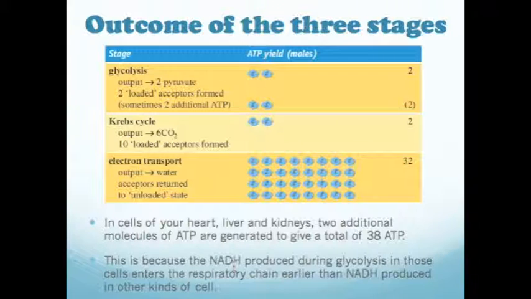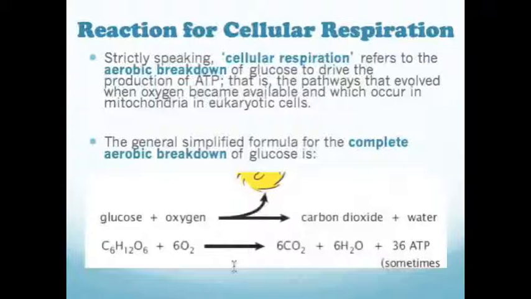So the outcome of the 3 stages: Glycolysis yields 4 ATP, but a net production of 2. Krebs cycle yields 2 ATP, and electron transport yields 32 to 34 ATP. Overall, we generate 36 to 38 ATP. So the reaction for cellular respiration refers to the breaking down of glucose, and here's the overall reaction: glucose plus oxygen is converted to carbon dioxide and water, and yields 36 to 38 ATP.